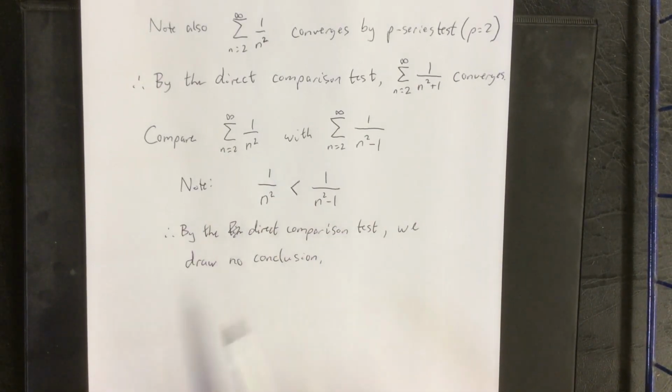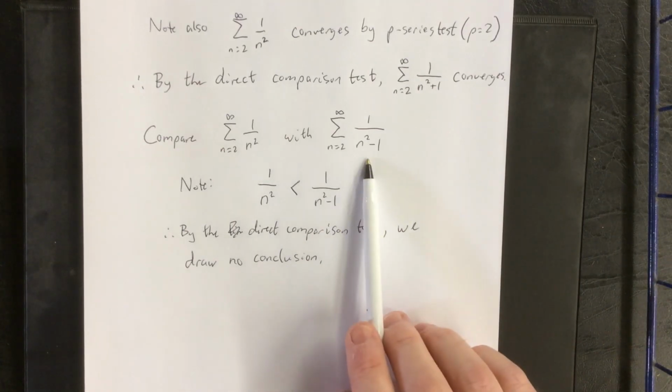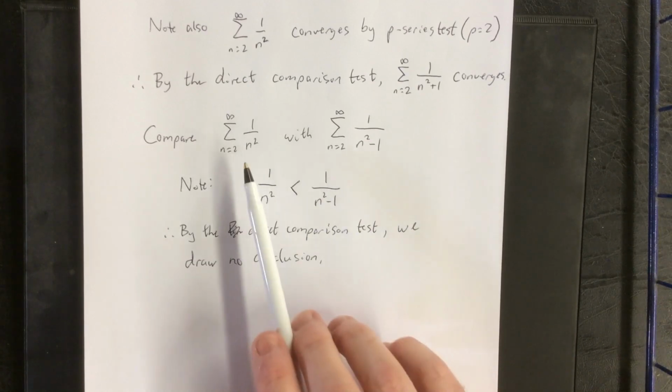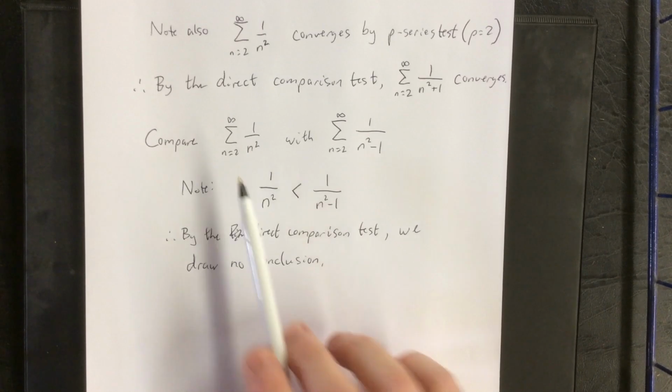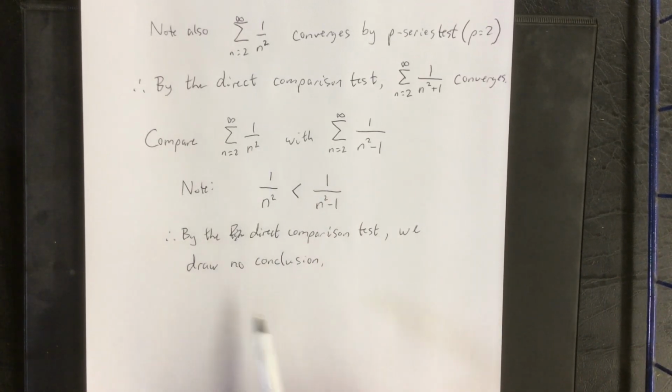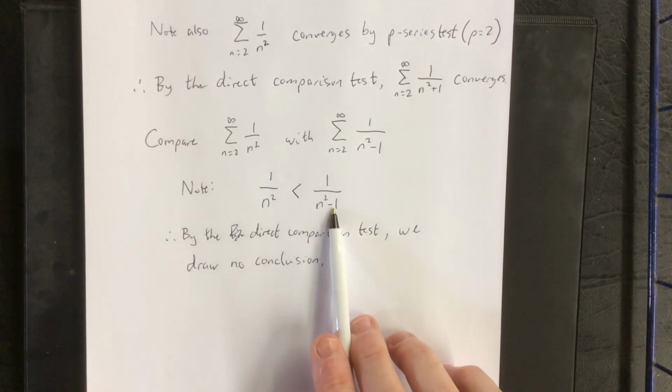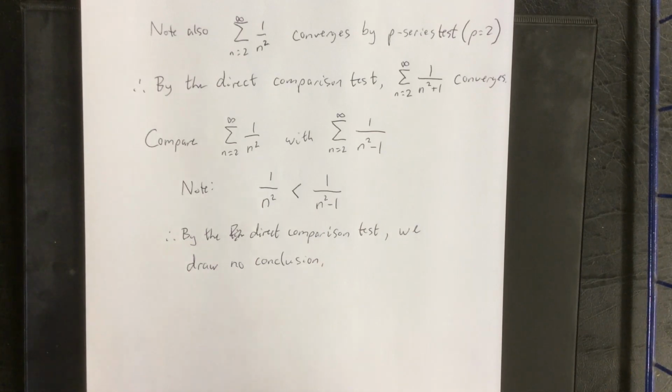According to the direct comparison test, we are able to draw no conclusion due to the fact that the only thing that we've shown is that this series would be greater than a convergent series. Greater than a convergent series could potentially converge, but it could also potentially diverge, as infinity tends to be bigger than things that are convergent. So because of that, we can draw no conclusion about this one, which means that we probably have to try something else. Well, the good news is there is something else to try.